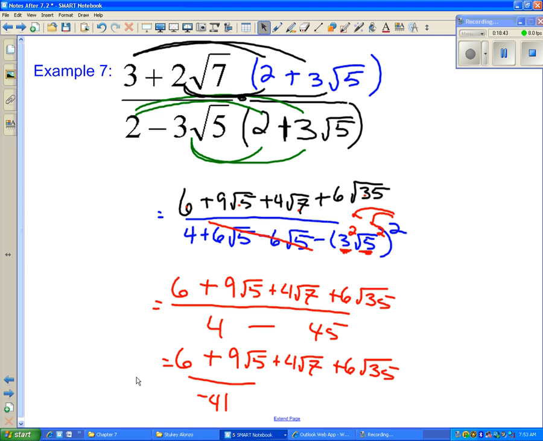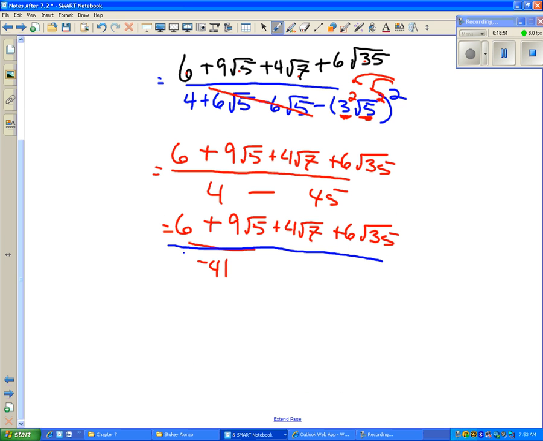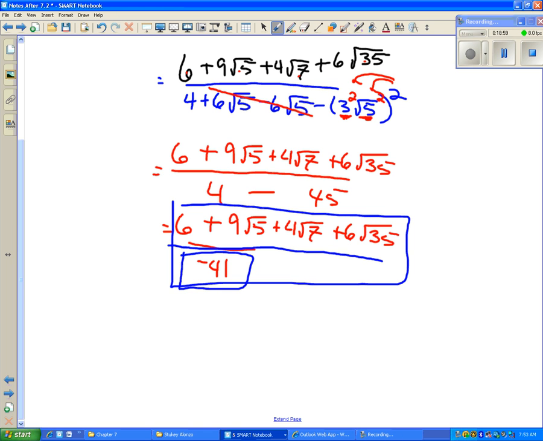It's an ugly answer. It doesn't look pretty in the numerator. But what we're worried about is my denominator. And my denominator is clearly an integer. There is no square root. So this is my answer. 6 plus 9 square root 5 plus 4 square root 7 plus 6 square root 35, all of that over negative 41.